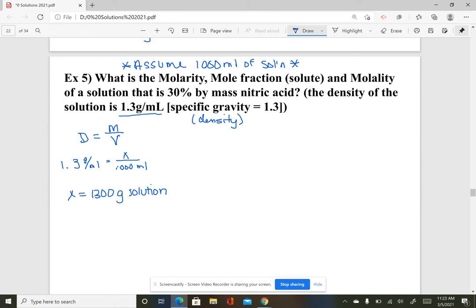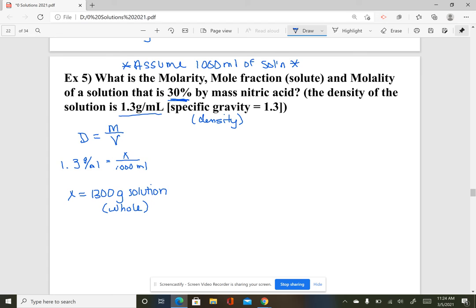Okay. Now that I have the mass of my whole solution, I'm going to write that under here. Now I can say, okay, well, if they gave me the percent concentration, they gave me percent, I know the whole, then I can actually go ahead and solve for the part.